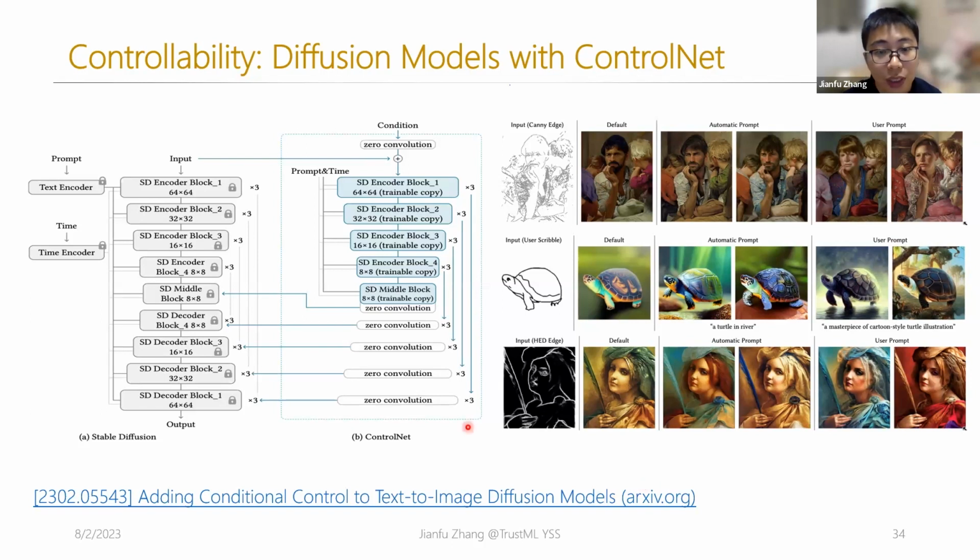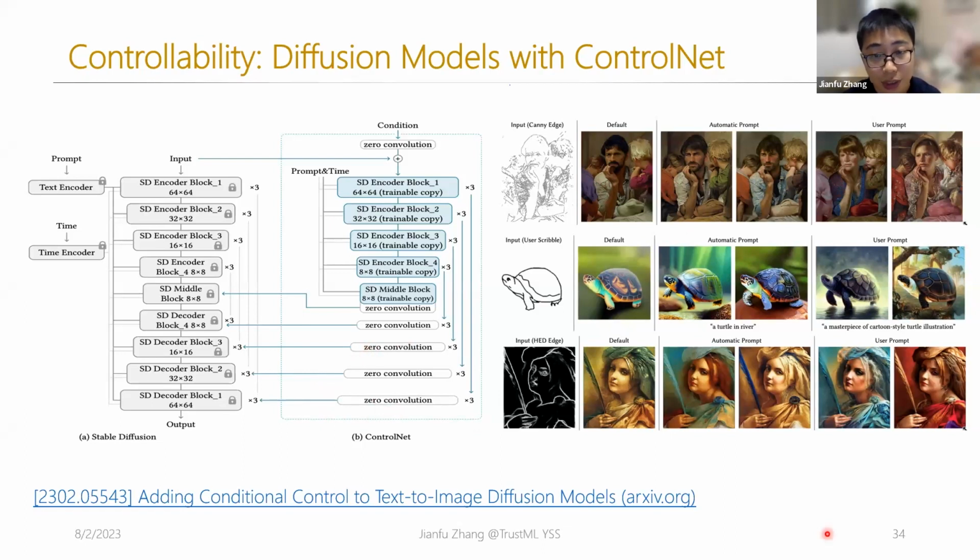However, this accumulation is not a straightforward sum. Instead, it employs a zero convolution before the accumulation. The term zero convolution comes from the fact that the initial weights of this convolution are set to be zero. As a result, at the initial stage of the training, the additional UNet encoder does not affect the generation of the original Stable Diffusion. ControlNet offers several advantages.